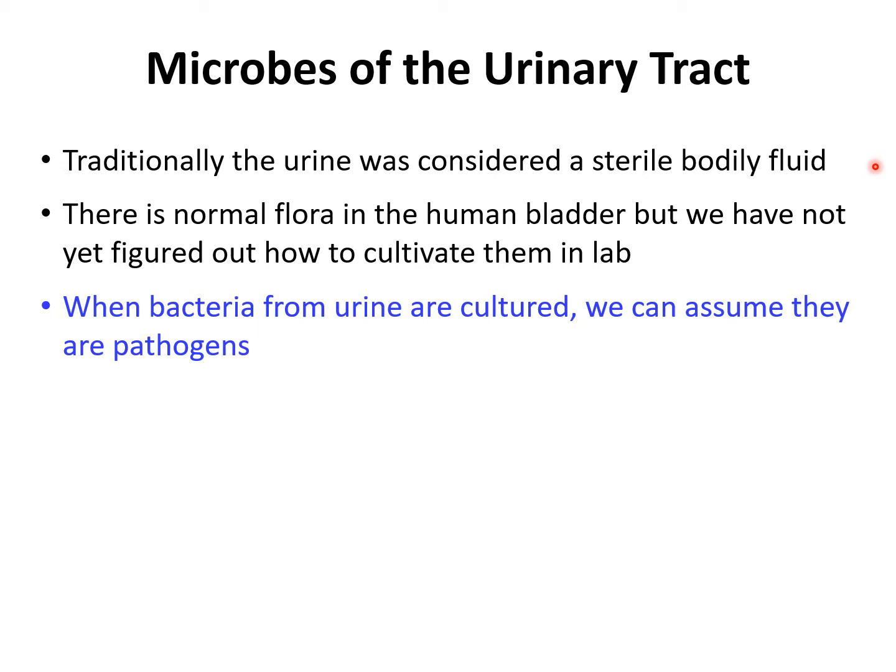If you think about it, urine is a filtrate of the blood, and our blood is sterile, so that's why, for the longest time, we thought that urine is sterile. But they recently found that the urinary bladder itself does have microbes within it. And when the urine gets voided and passes through the urethra, they also discovered that the walls of the urethra also have microbes.